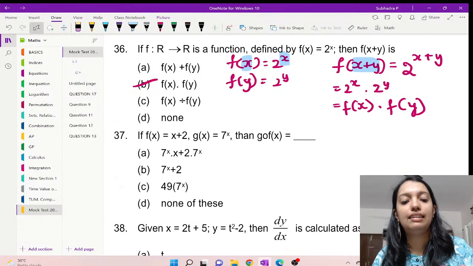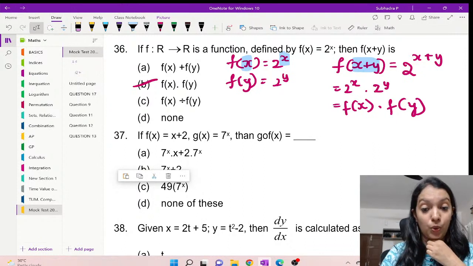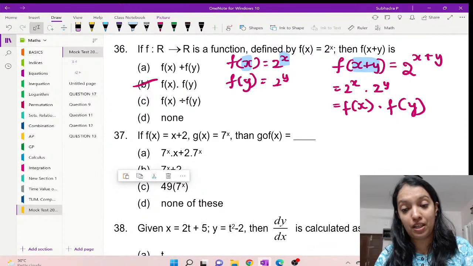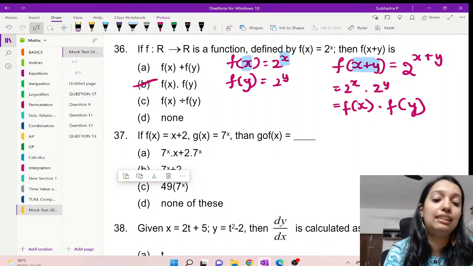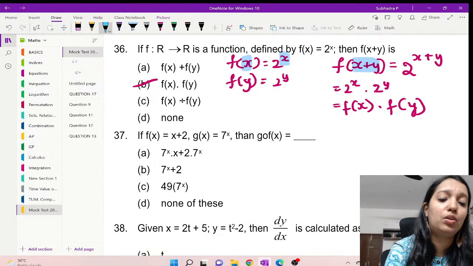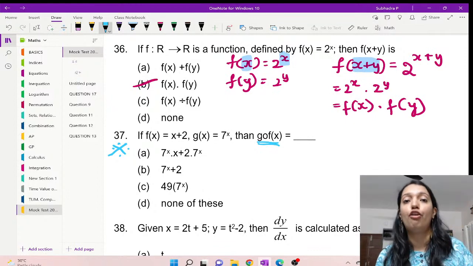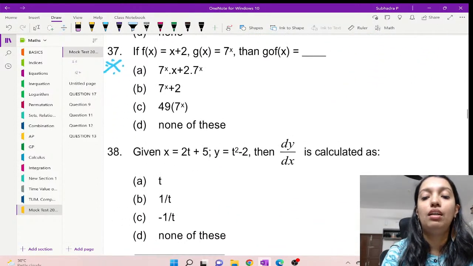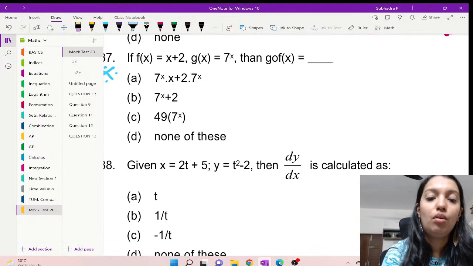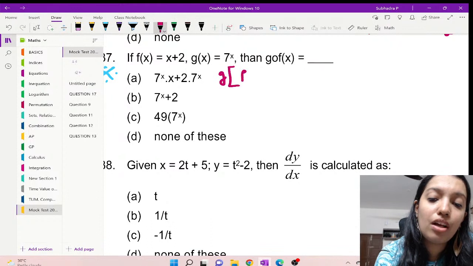Next, 37th answer. If f of x is equal to x plus 2, g of x is equal to x power 7, find g of f of x. Now this is an examination favorite question. Every single time there is one question of this format, g of f of x or f of g of x. One question will come in every exam. Now have a look. What have they asked in the question? g of f of x.